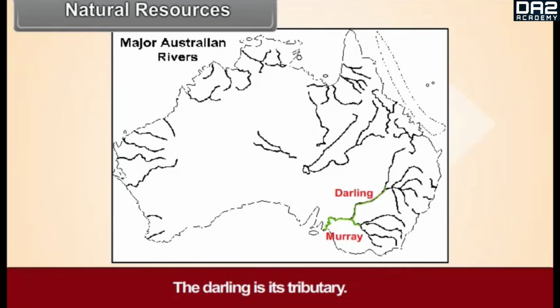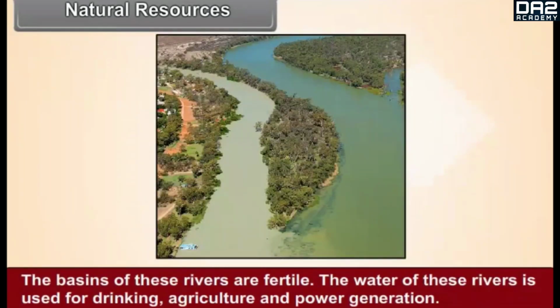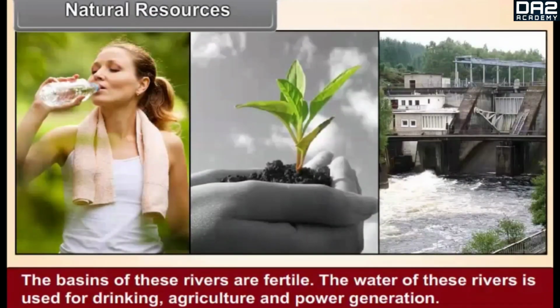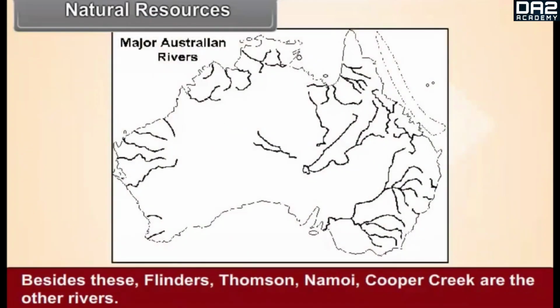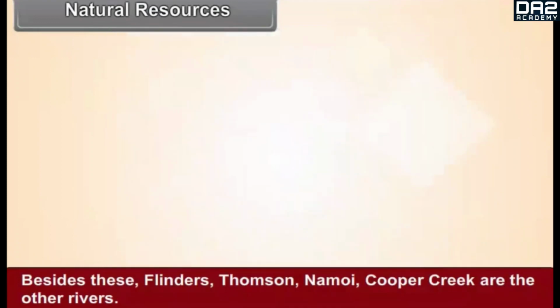The Darling is its tributary. The basins of these rivers are fertile. The water of these rivers is used for drinking, agriculture and power generation. Besides these, Flinders, Thomson, Namoi, Cooper Creek are the other rivers.